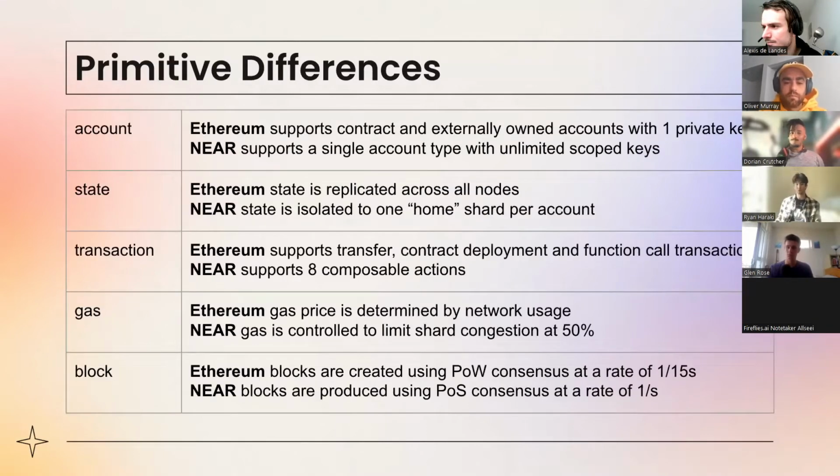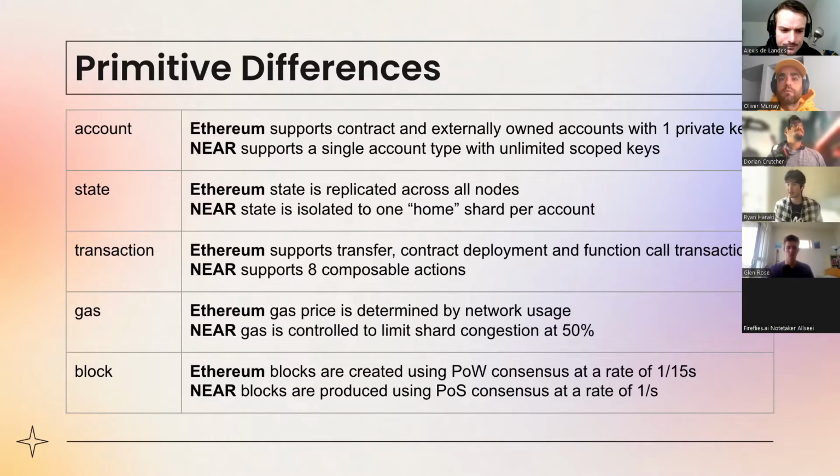And so if you just want to cover a few primitive differences that you're going to encounter while you're writing code or building things on each blockchain, right? If we start with the accounts, Ethereum supports 2 types of accounts. So you have contracts as well as externally owned accounts, and each one of these has their own private key that you can use to access and validate transactions, et cetera. Near supports a singular account type that has unlimited scoped keys.